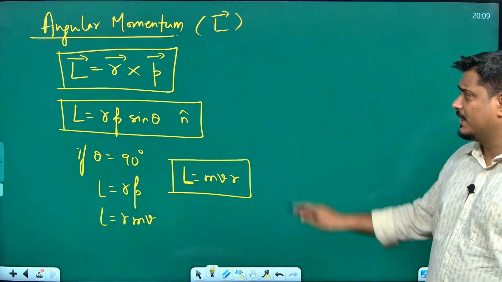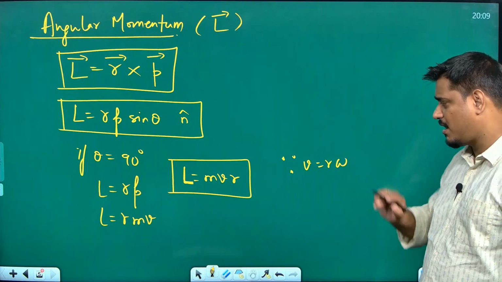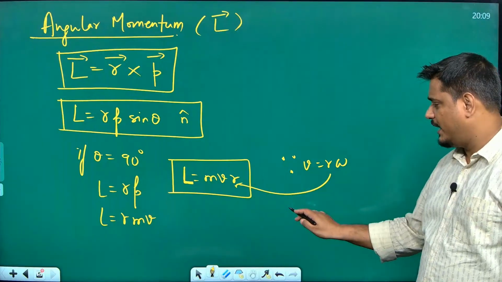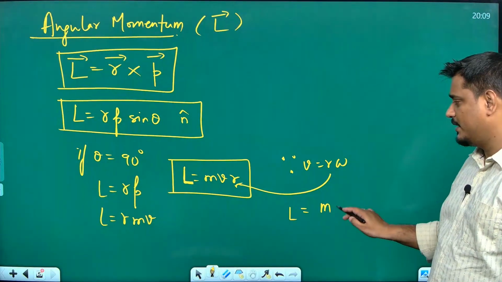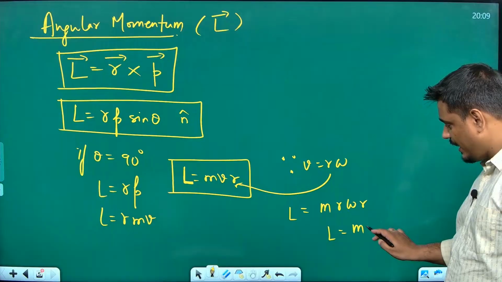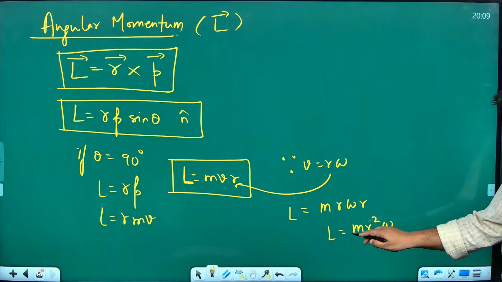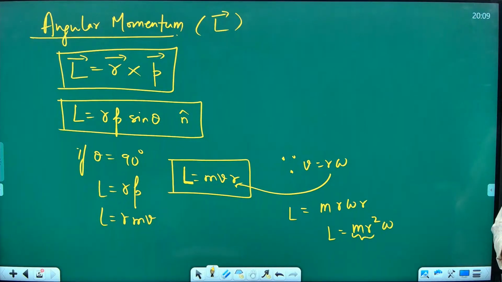One more thing I can write from here. You know that v is equal to r omega, remember this? Putting it here, L will become equal to m r omega into r. So, L will become equal to m r square into omega. Can I write like this? What is m r square? Last class you learnt, moment of inertia. So, L will become equal to moment of inertia into omega. It was supposed to come because p is equal to mv. So, L is equal to I omega. From here only it comes.